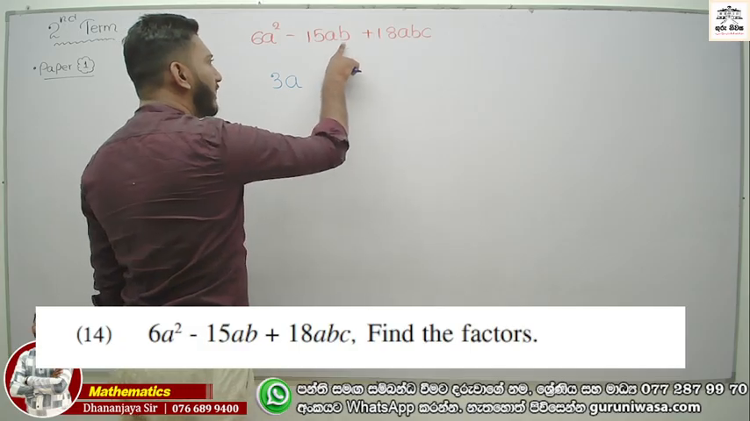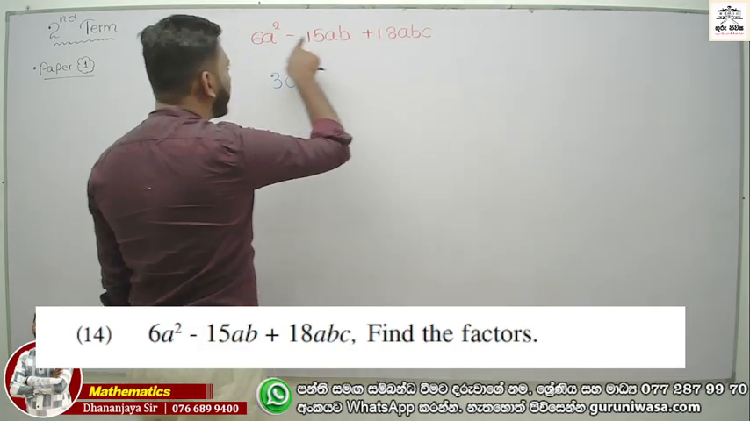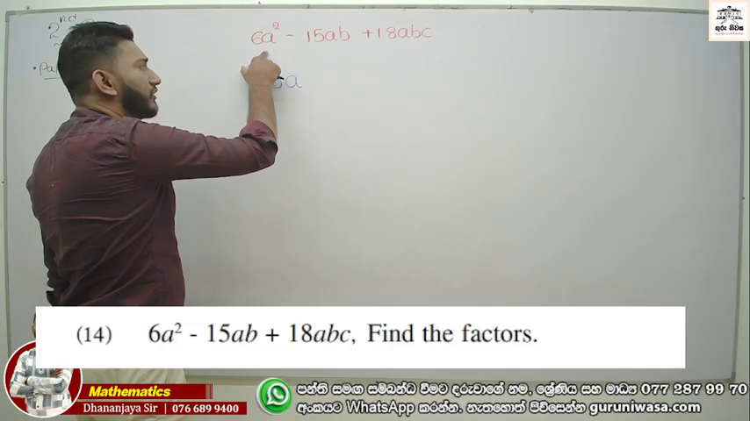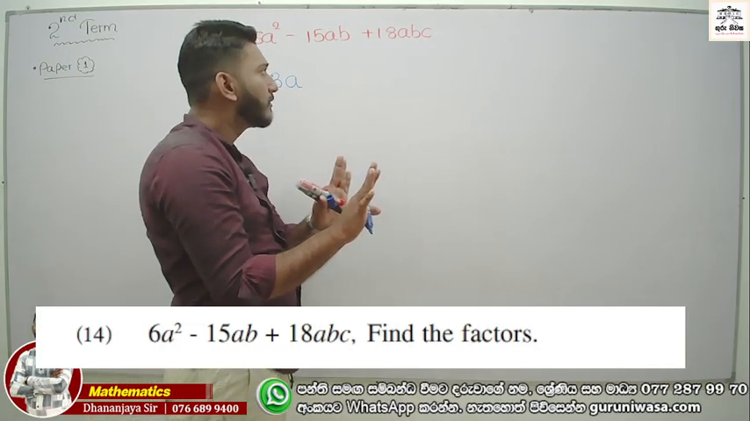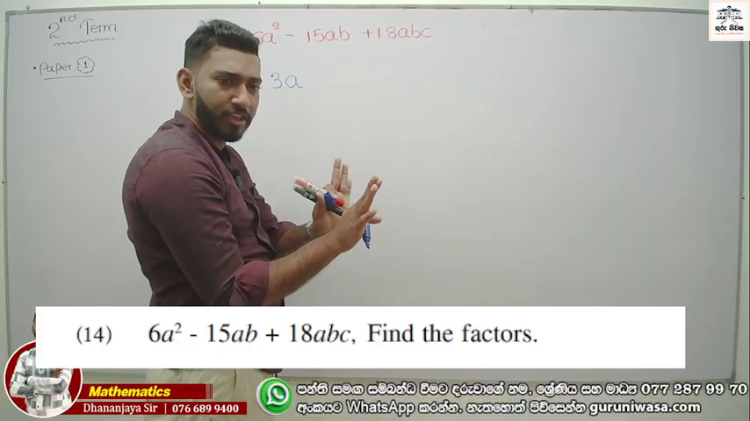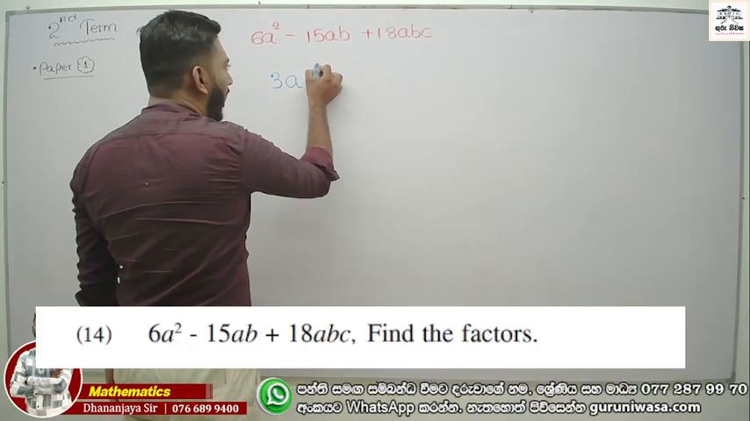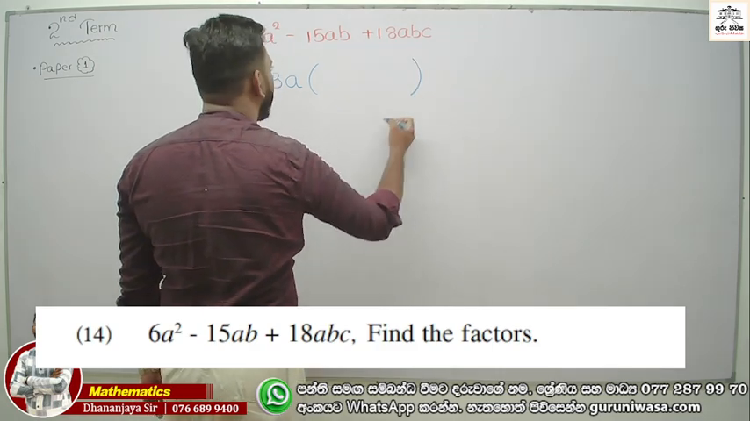Now here is a b, here is a b, but there are no b terms in the first term. Therefore, b is not common. c is not common, right? Therefore, I am going inside the brackets now.